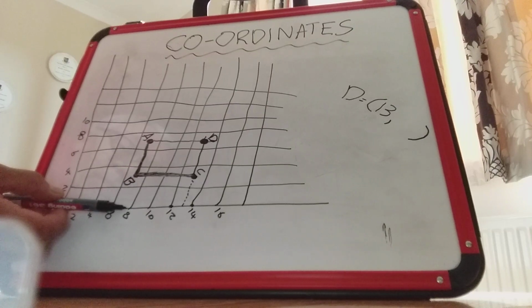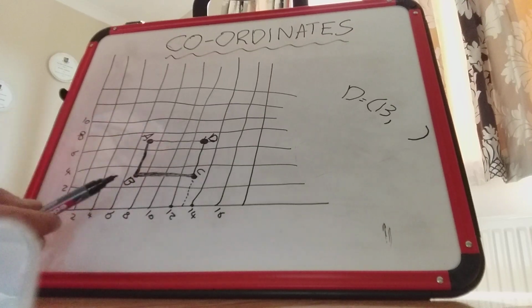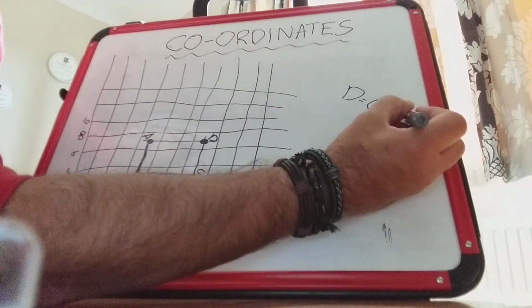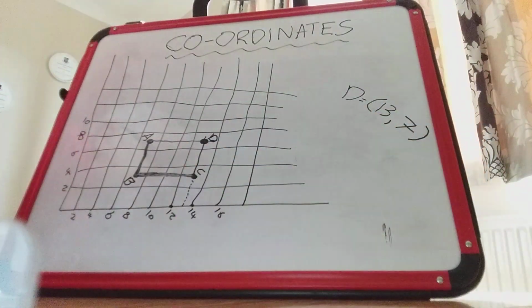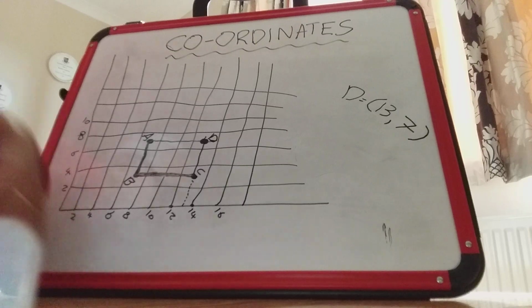So therefore if A is 7 from the bottom line here, then D must be 7 from the bottom line as well. So therefore, point D is at 13, 7.